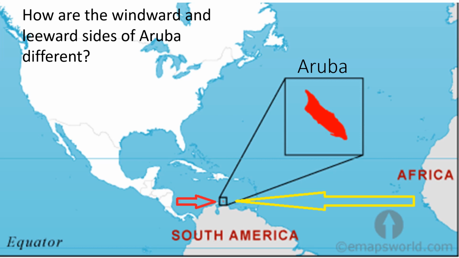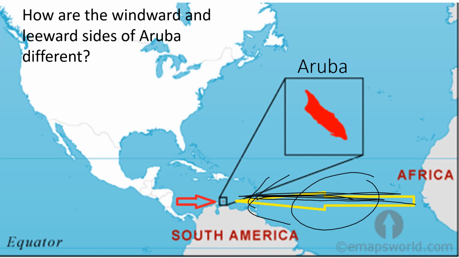Let's consider the island of Aruba. It has a windward side and a leeward side. And you'll notice the size of the arrows. Even if Aruba got hit with wind equally on both sides, the wind on this side of Aruba is going to be stronger because the wind can blow all the way across the Atlantic Ocean with nothing getting in its way. On the other hand, if the wind was coming from the other direction, it cannot get going very, very far before it hits land. And that means the waves on that side of the island are going to be a lot smaller.